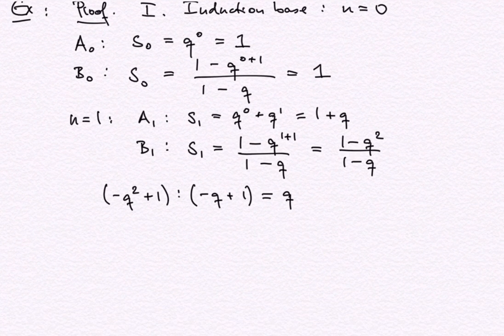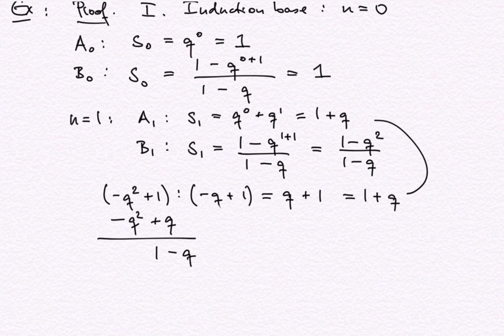I get q, so now I take minus q times q, this is minus q squared, and then I take 1 times q, this is plus q, then I subtract. Minus q squared minus q squared is 0, 1 minus q divided by minus q plus 1, this is certainly just 1, or 1 plus q, and aha, I see indeed. 1 minus q squared divided by 1 minus q is equal to 1 plus q, and that is equal to S1 according to statement A1.